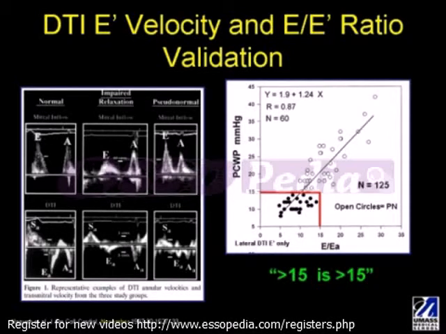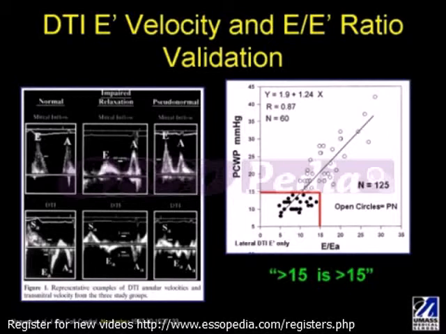Now, suffice to say, if the E to E prime ratio was greater than 15, you were able to distinguish between patients with pseudonormal filling and elevated wedge pressure, as seen in the patients with the open circles. So all the patients with the open circles are patients with pseudonormal filling. Now, the higher the ratio, the higher the wedge pressure.